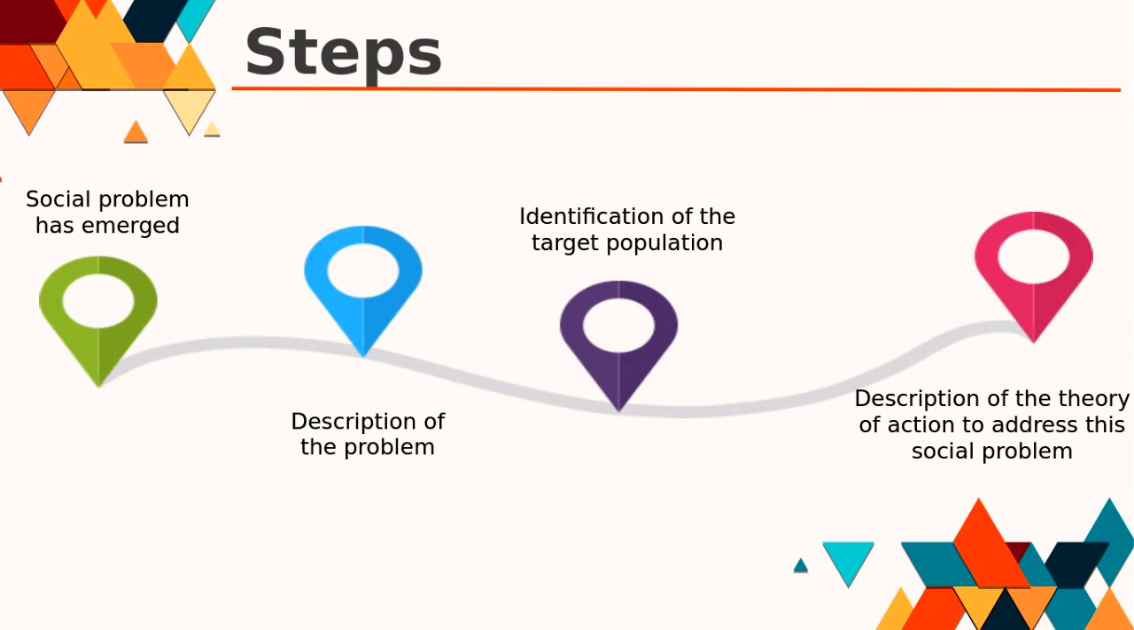So we know that this social problem exists, and it exists most prevalently with this target population. Given these factors, given what we know about the nature of the problem and the target population, here's how we could go about addressing this social problem. So those would be the specific tactics and strategies and activities that would be found within a theory of action to address the social problem.